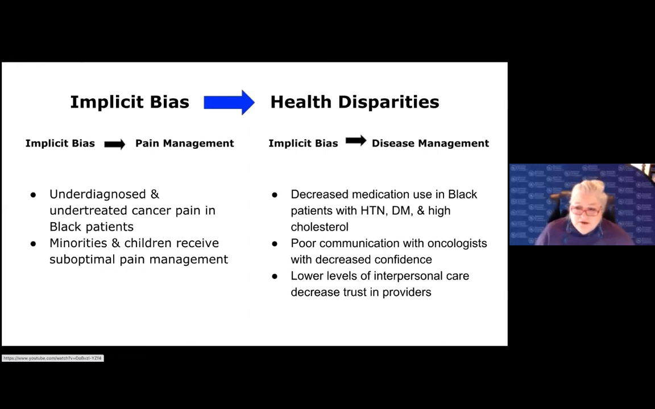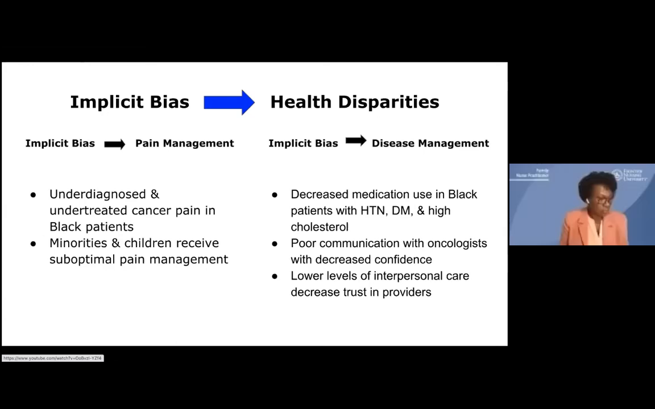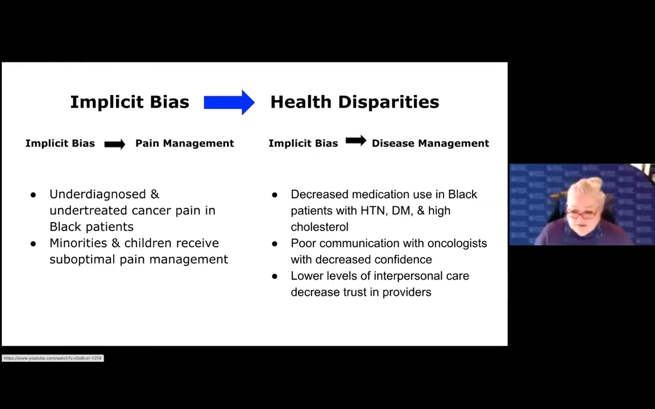Other studies have found decreased medication use in Black patients with hypertension, diabetes, and high cholesterol. Black patients have lower survival rates than white patients who have early stage non-small cell lung cancer. Surgical resection is the optimal treatment. However, Black patients are less likely to receive that surgical treatment when they've been diagnosed with this type of lung cancer. White patients are more likely to receive invasive cardiac procedures such as cardiac cath or coronary artery bypass than Black patients.